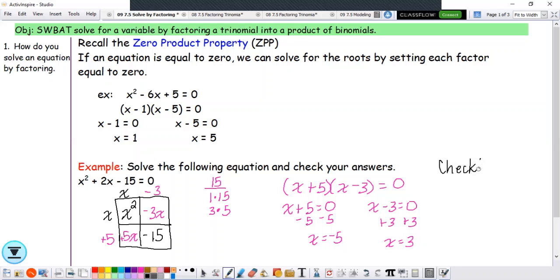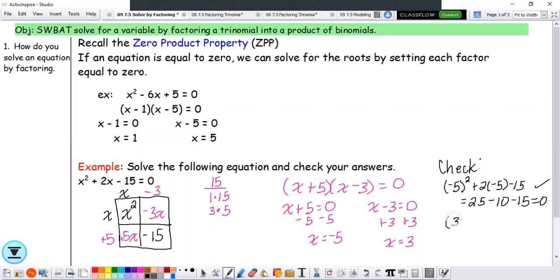To check, we take these values of x and we substitute them back into the original equation. So we have negative 5 squared plus 2 times negative 5, subtract 15. So that would be a positive 25. And we would have a minus 10, subtract 15. 25 minus 10 is 15. Subtract 15 does equal 0. That works.